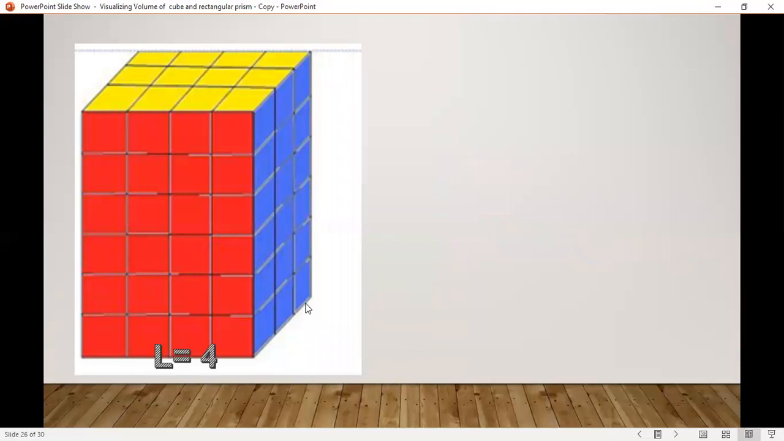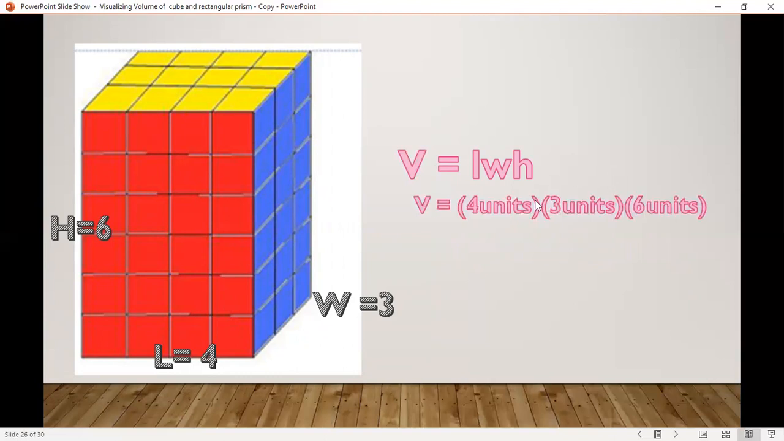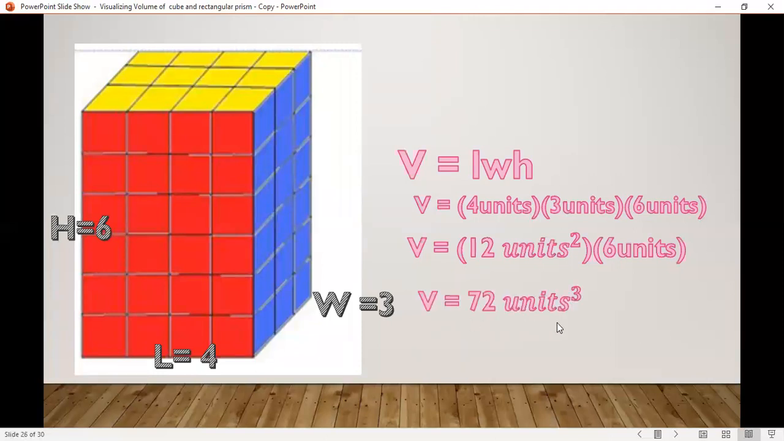Length 4, width 3, height 6. Volume equals length times width times height. Volume equals 4 units times 3 units times 6 units. 4 units times 3 units equal to 12 units squared times 6 units equal to 72 units cubed.